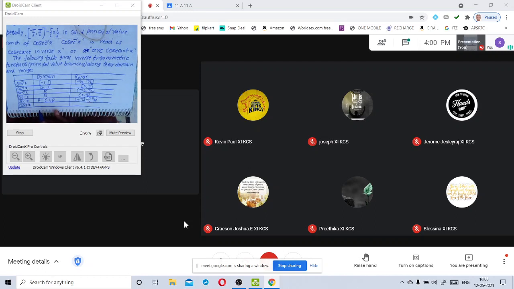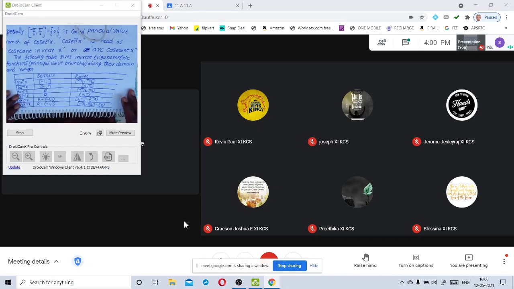And the last one, cosecant inverse x. Domain of cosecant inverse x is the set of real numbers minus the open interval -1 comma 1, and its range is the closed interval minus pi by 2 comma pi by 2 minus the singleton set 0. Okay, my children, this table is already given in the textbook. Once you go through that textbook.